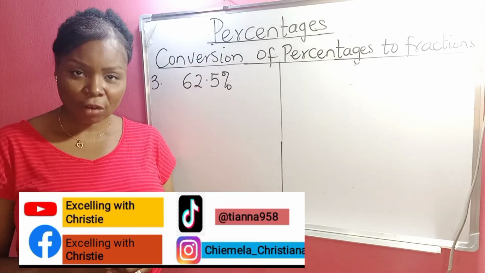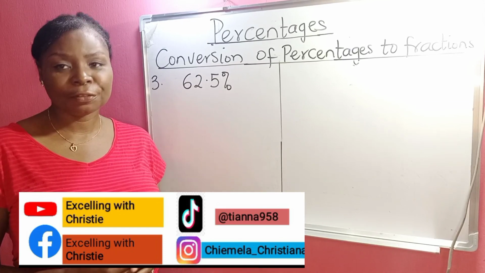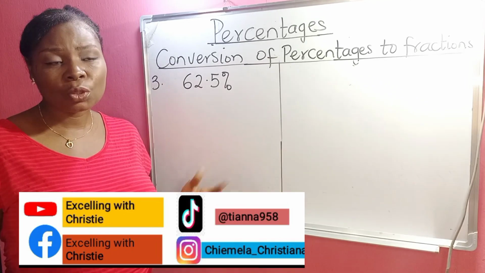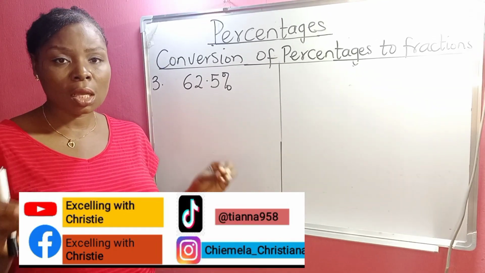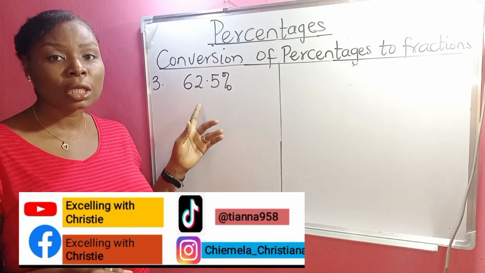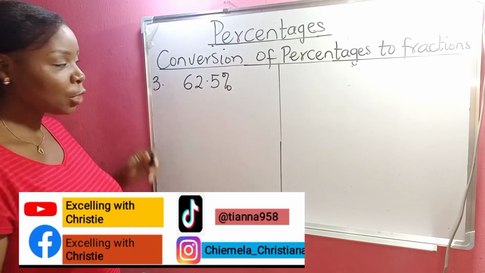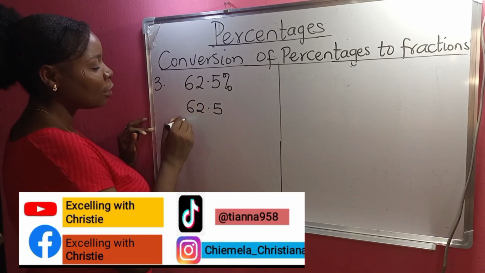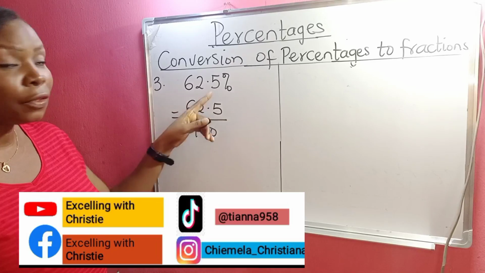62.5% to a fraction. Now, this is the part that most students and pupils find difficult. They feel like, oh, this is a decimal number, it's not possible. It is very, very possible. The only thing you have to do is take an extra step because this is not a purely whole number. It is a decimal number. Here's what you do. The first step, express it as a fraction of 100. So we have 62.5 over 100.